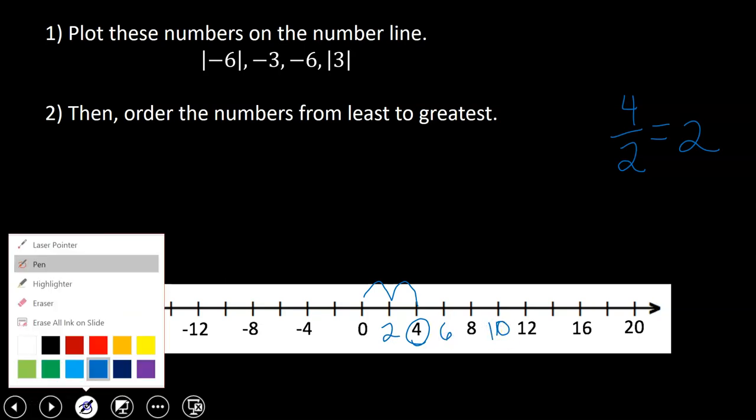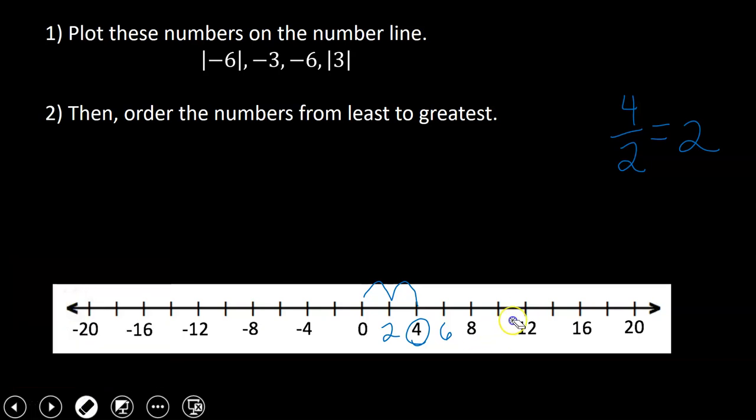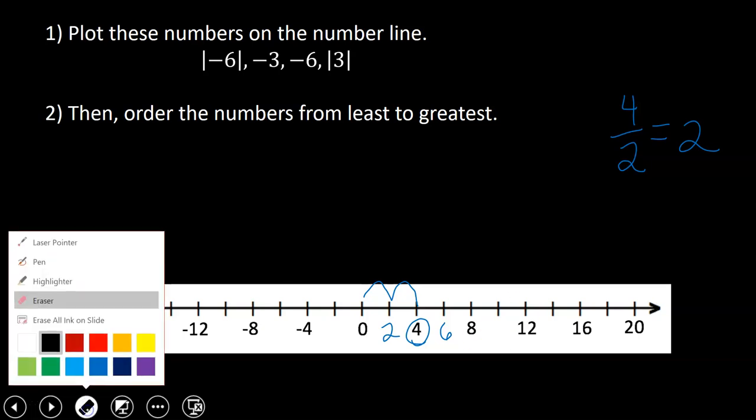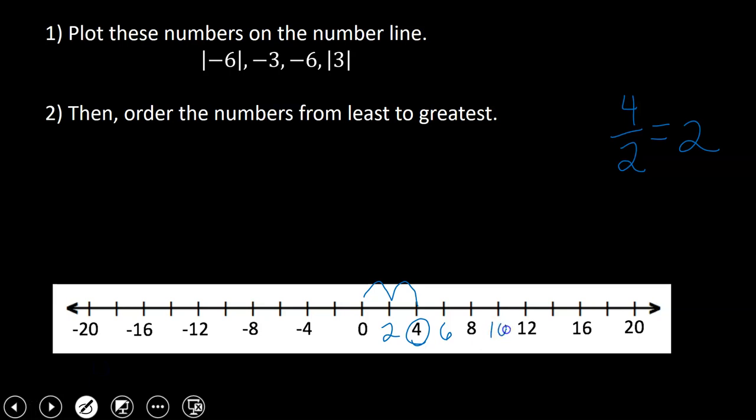Oops, that doesn't look like 10. Let me erase that. Then we're at 10, 14, that would be 18, and then this would be negative 2, this would be negative 6, negative 10, negative 12, then we're at negative 14, then negative 18. So I'm just labeling the in-between values. And then I need to plot these points on the number line.